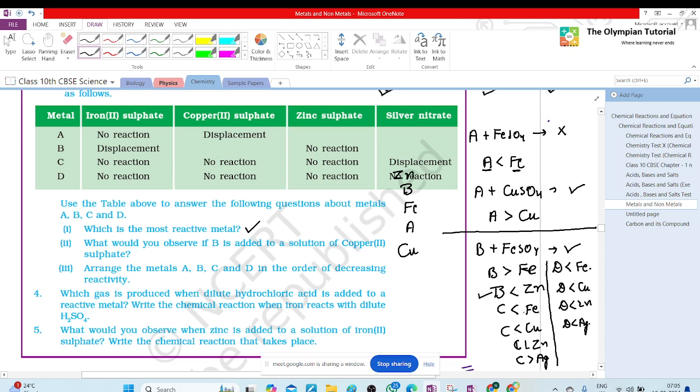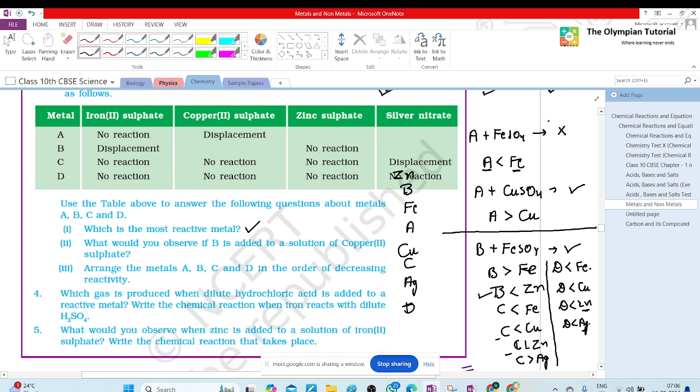C is less reactive than iron. Correct? Yes. C is less reactive than copper. C is less reactive than zinc. It means C will come here. Yes. And D is less reactive than iron, copper, zinc, and silver. Means D will come last. Yes. All of A, B, C, D have come.